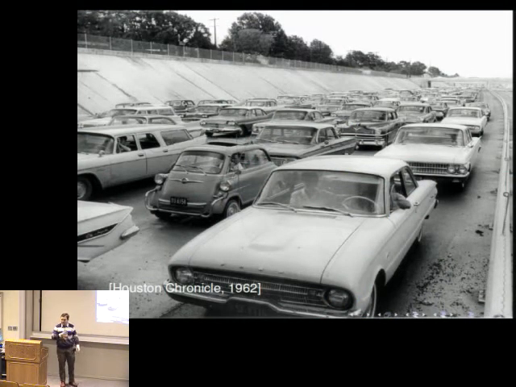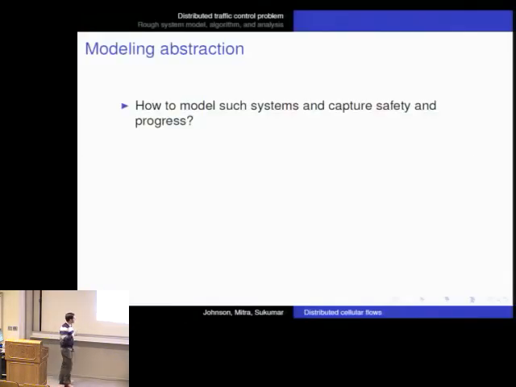Anyway, I'm from Houston, so this is from Houston, a little bit older, but at any rate, we've had traffic problems for a long time. So how are we going to model such systems so that we can actually prove properties like safety and progress? In general, this would be very difficult, right? These are highly nonlinear systems. You can get into situations where traffic all of a sudden stops, phase transitions, things like this.